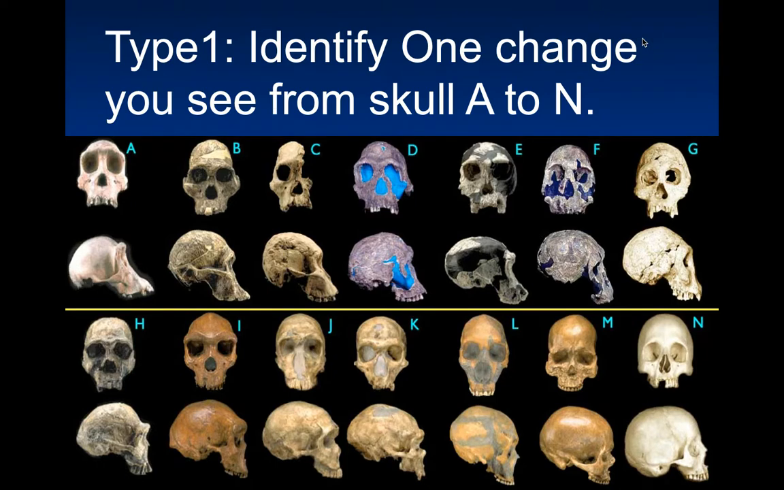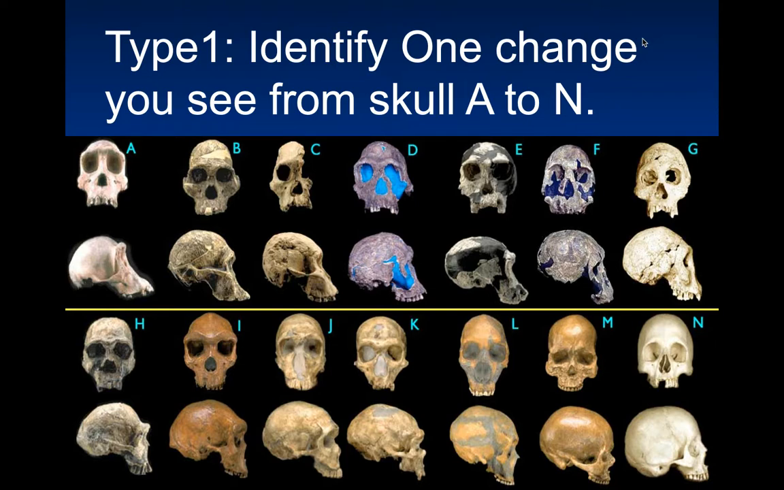This is the picture I usually show my students when I start our evolution unit. And I always ask them to identify one change you see in the skulls from A to N. The top skulls are a front view and the side are the profile views.